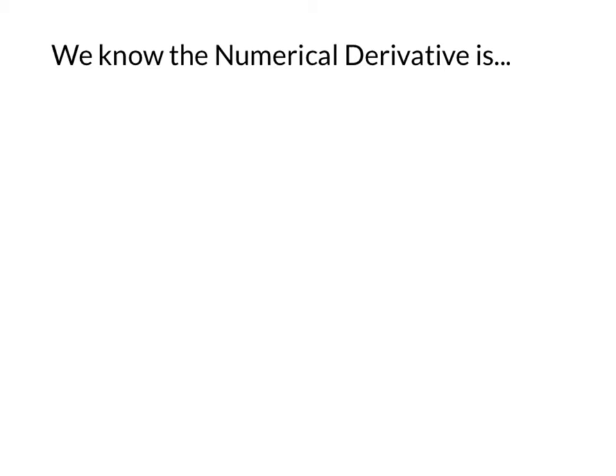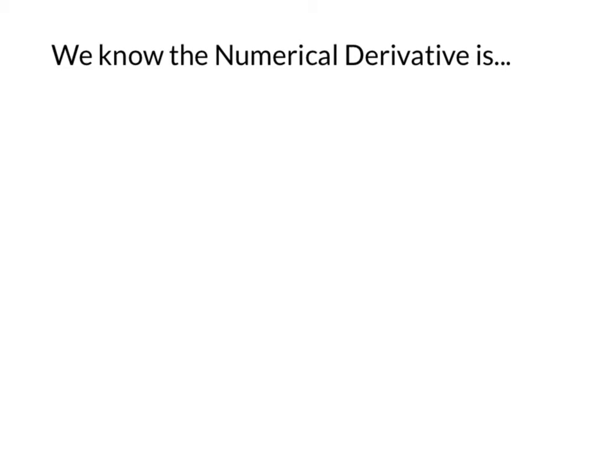When we're talking about differentiability, what we're talking about is the ability for a function to be differentiated. Can we find the derivative of a function at a point? So when we're trying to find that derivative of a function at a specific point, what we come up with is the numerical derivative. And we know a couple things about it.